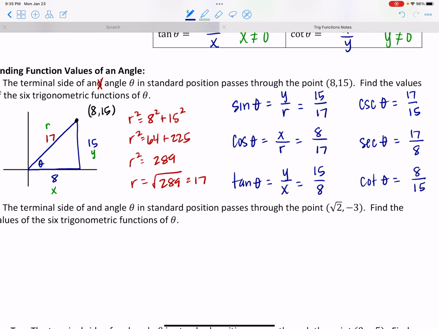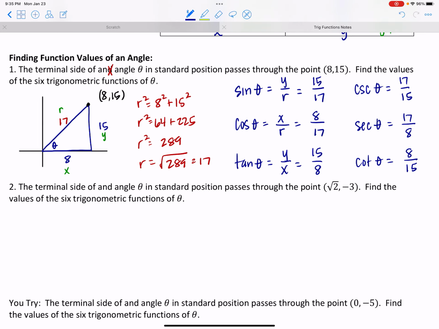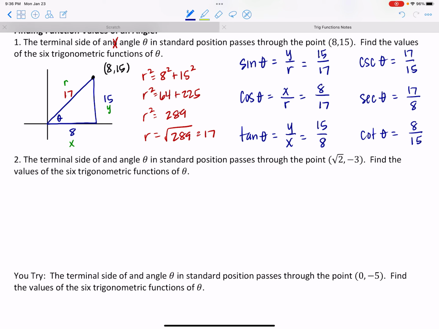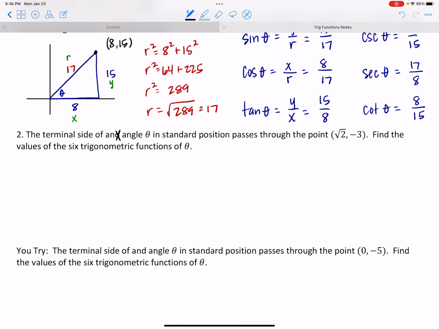Okay? So got a similar question here in number 2, and if you're feeling confident and you want to try this out, this would be a good place to pause the video. Otherwise, let's draw it out just like we did before. So we have the terminal side of an angle. Again, my little typo there. Theta in standard position passing through the point radical 2 and then negative 3. So that's a positive x and a negative y, which means we're going to be in quadrant 4. Okay, let's find the value of the 6 trig functions based on that.